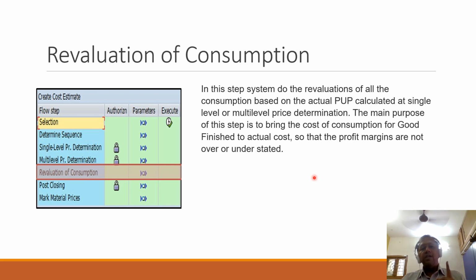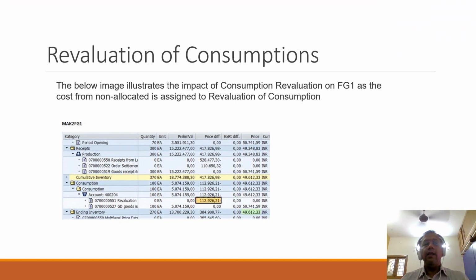Revaluation of consumption: I already told you about revaluation of consumption. The main issue is the cost of consumption, so that the profit margin is not overstated. That's why I'm telling you revaluation of consumption is the most important concept, used to impact the profit and loss account of the material, where the profit margin could be overstated or understated. The below images show the impact of the consumption revaluation of the finished good cost, from non-allocated to the revaluation.